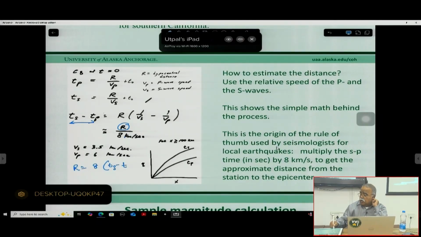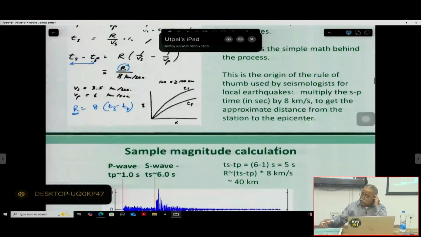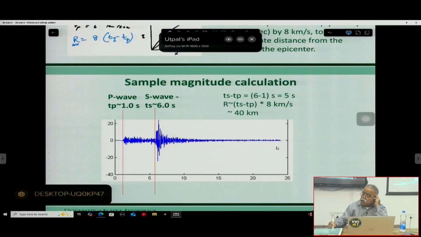So that is your distance calculation that you first do by taking the TS minus TP. At this point here, this is your TP. So TP equals 1 second, and the TS, if you can identify here, equals 6 seconds. So if I calculate TS minus TP equals 5 into 8, that means this earthquake is at 40 kilometers from the site, right? So that's the first thing that we have established.